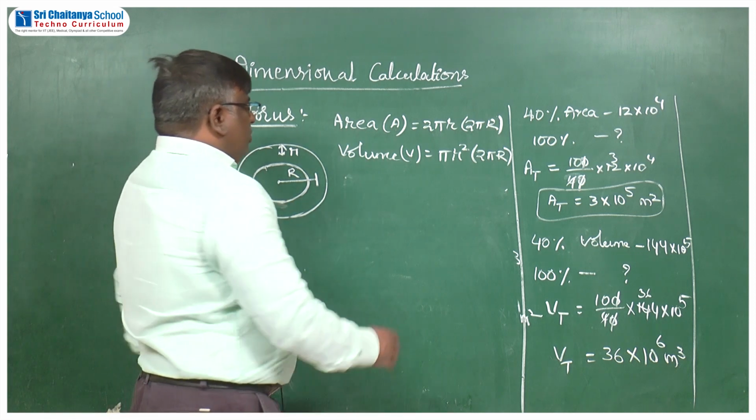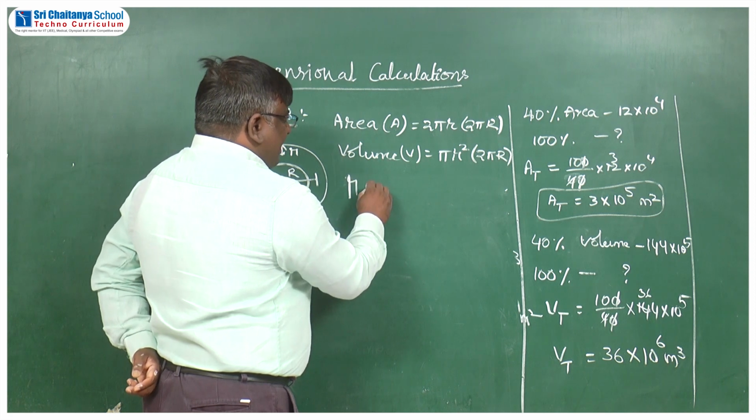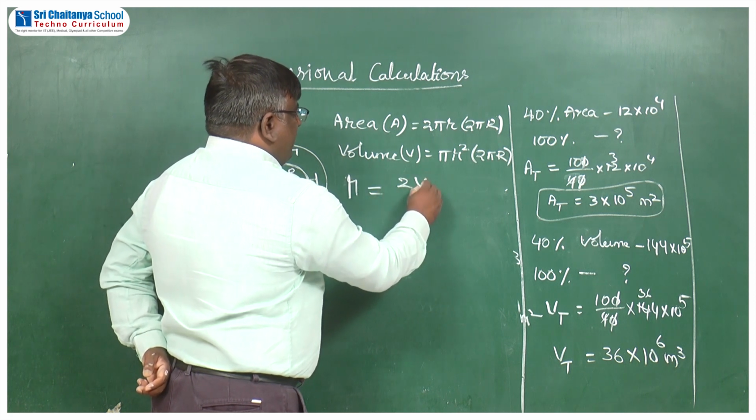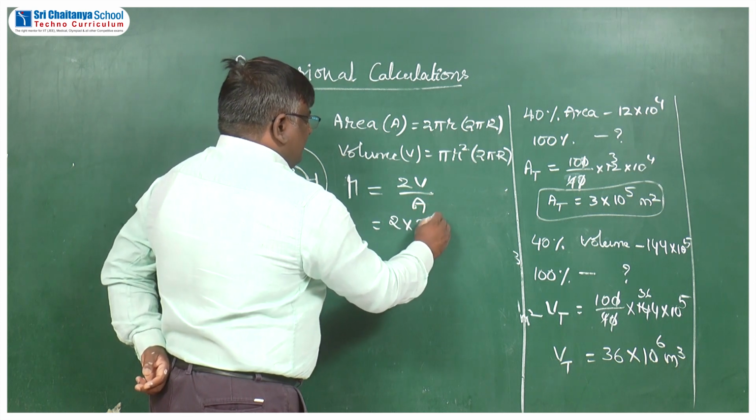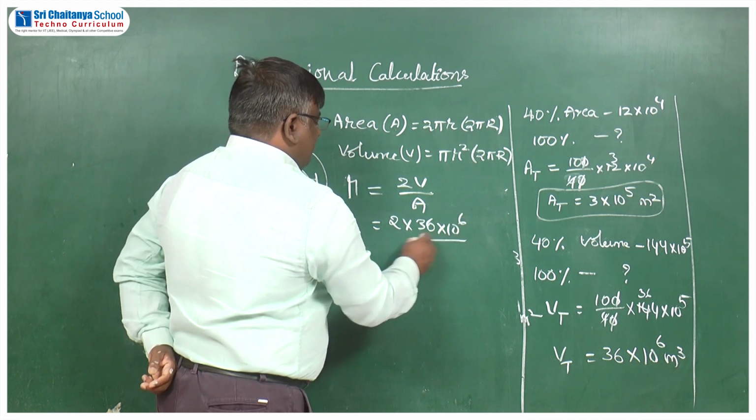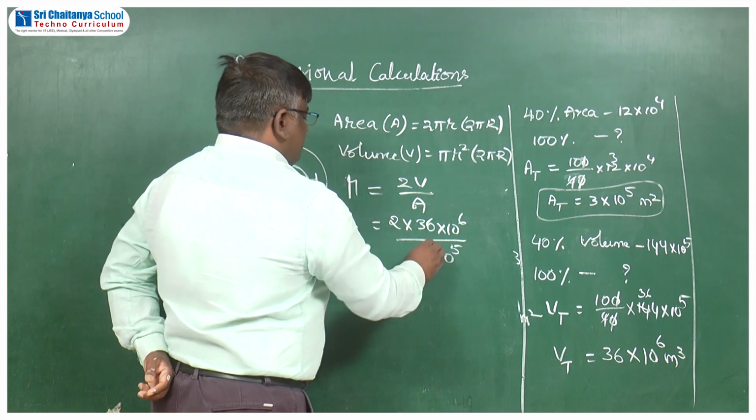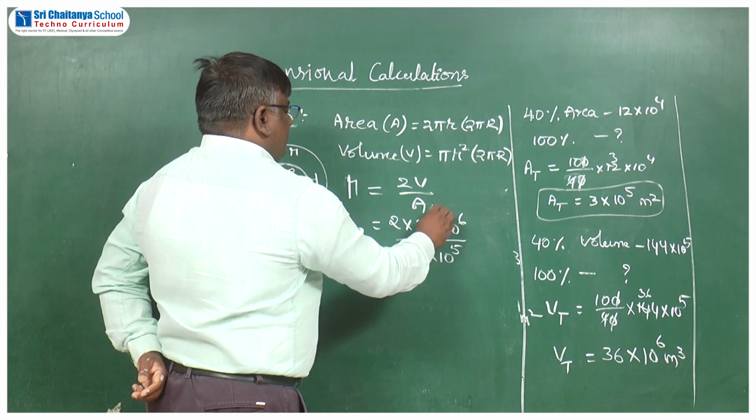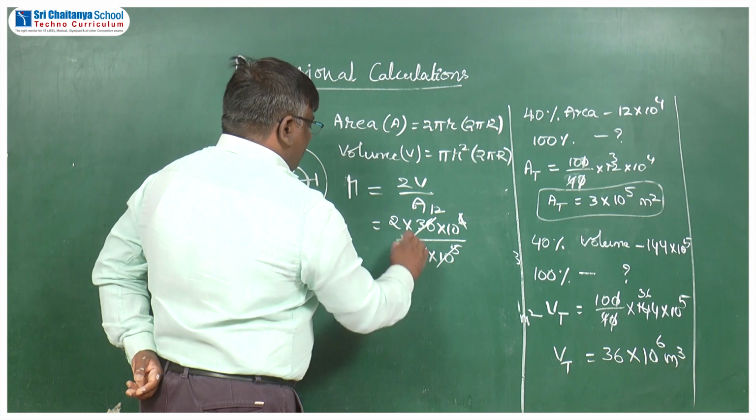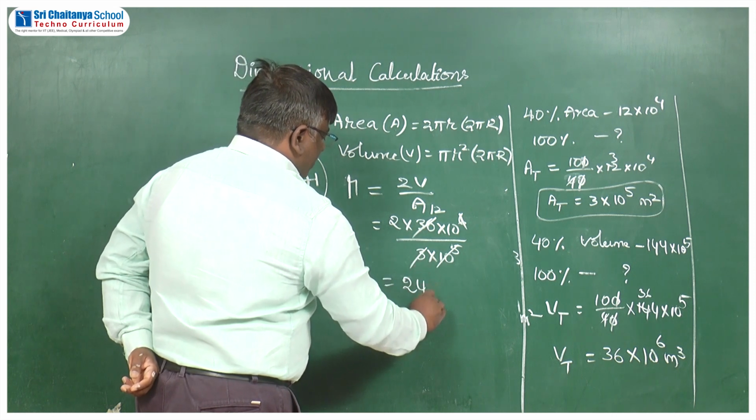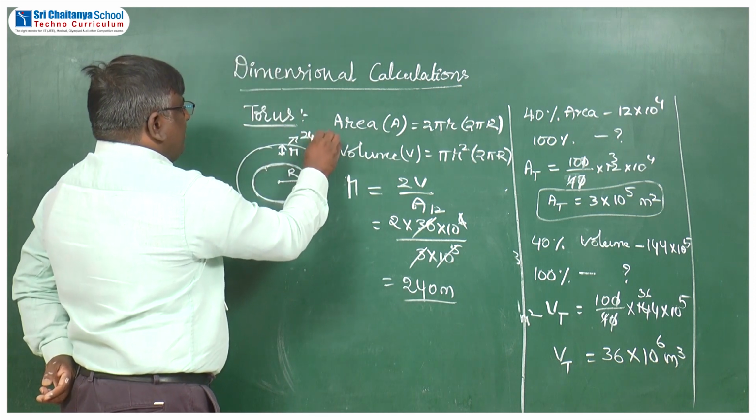So by using these values, we can calculate small r. The inner radius or minor radius of the torus is equal to 2V by A, which is equal to 2 into volume 36 into 10 power 6 divided by area 3 into 10 power 5. So this will be 12 times, this will cancel, 10 will be there. So 2 into 12, 24 into 10, 240 meters. So the small radius will be 240 meters.